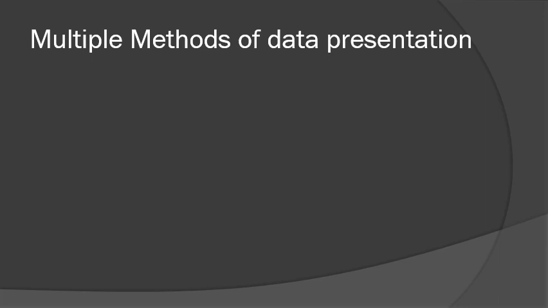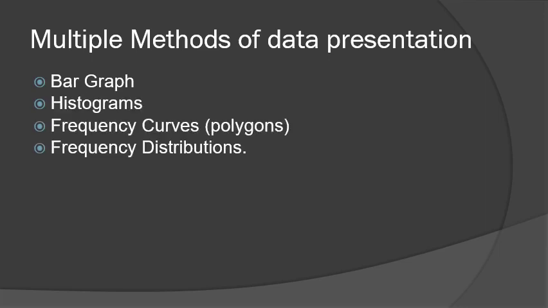So there are multiple methods for data presentation. We're just going to cover a few here. We'll cover bar graph, histogram, frequency curve, and frequency distributions. There are many more than this, stem and leaf plots, other things like that. I'm not going to cover those just because we don't need to spend the time covering things that aren't used that often. We could cover things like pie charts, but instead we're going to look at the things that are used the most often in the behavioral sciences, and that is, again, bar graphs, histograms, frequency curves, and frequency distributions.